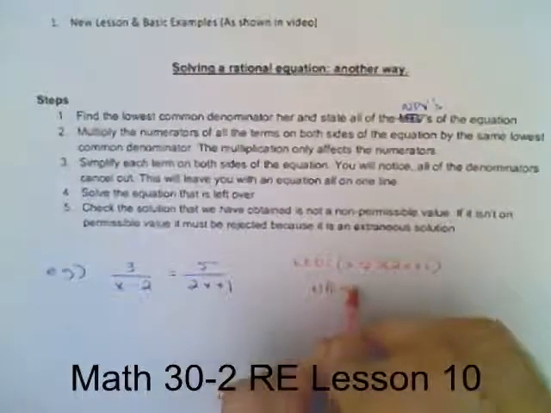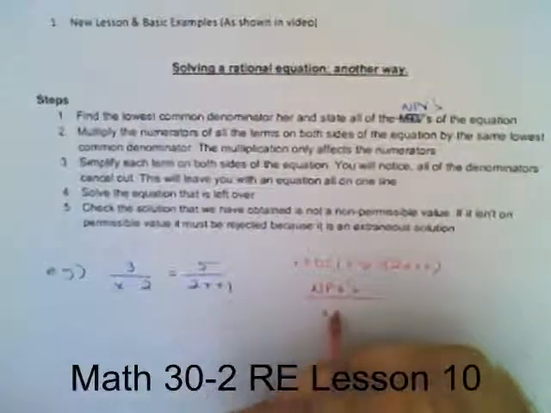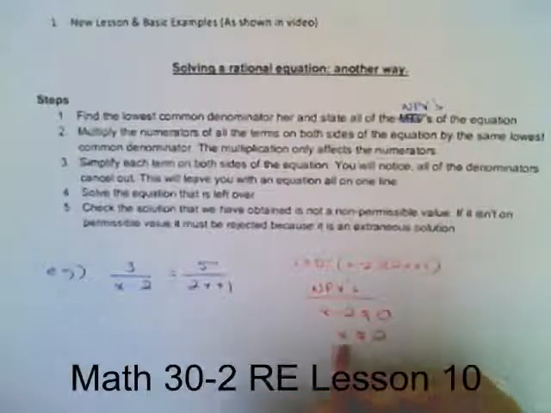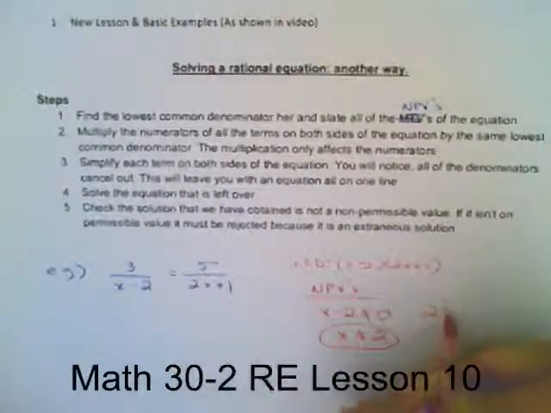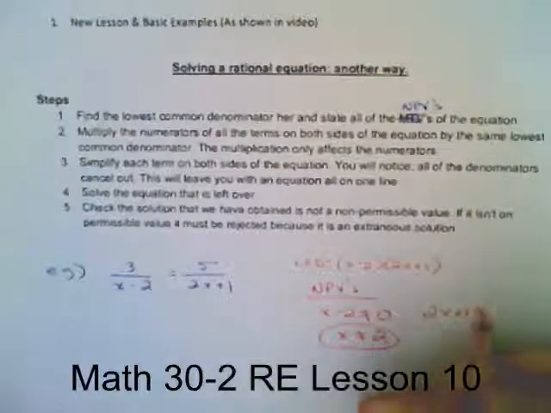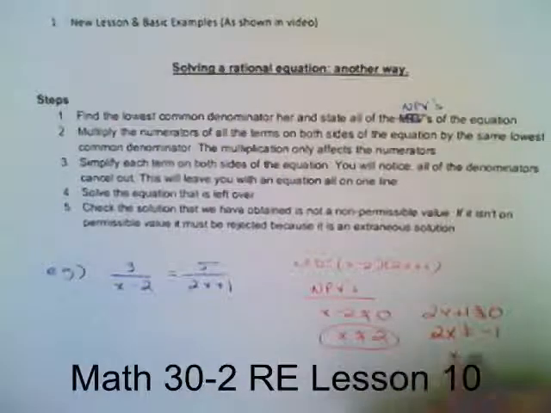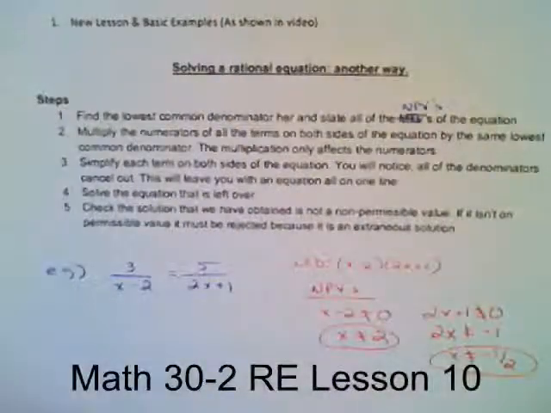Okay, looking at my NPVs. I'm going to get x minus 2 cannot equal 0, so x cannot be 2. And I'm going to get 2x plus 1 cannot equal 0. So I'm going to get 2x cannot equal negative 1. So x cannot equal negative 1/2. So there are my non-permissible values.